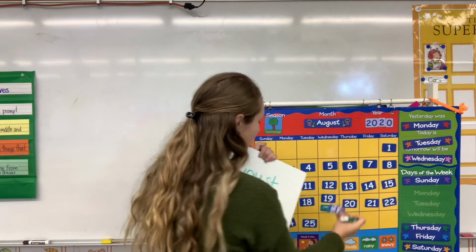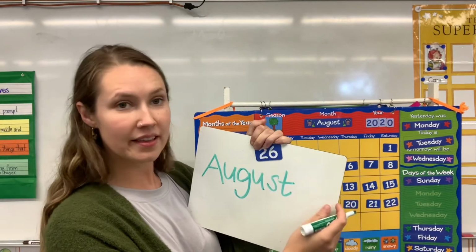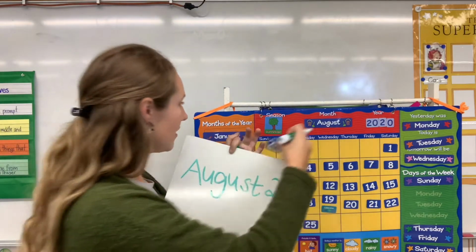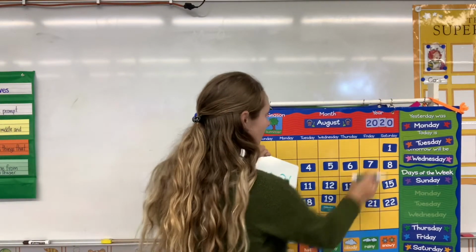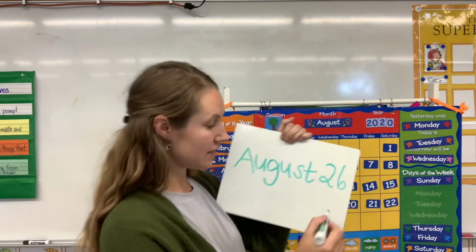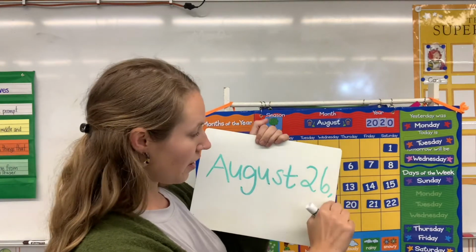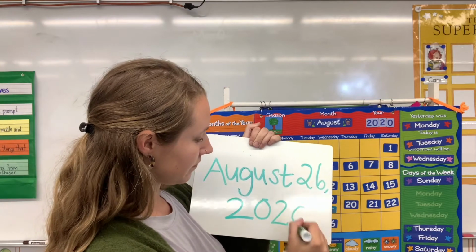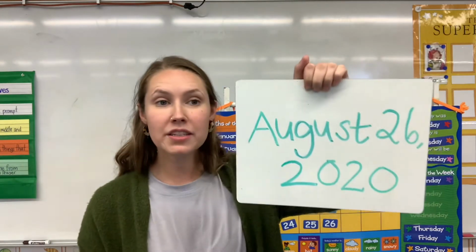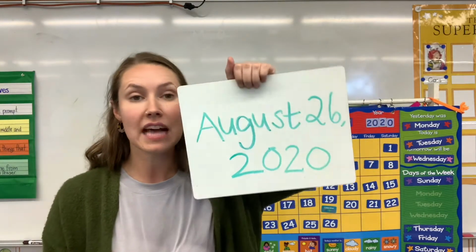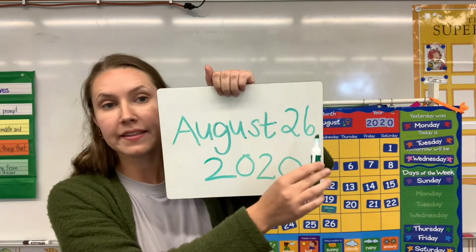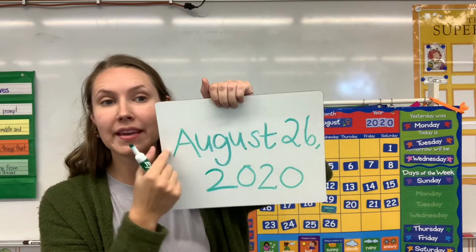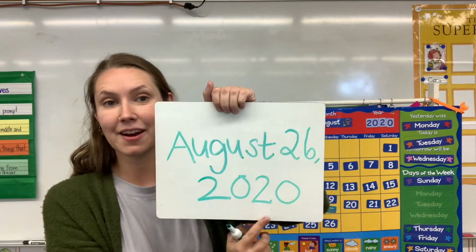We said that it was the 26th. And we said the year is 2020. And I put a comma, 2020. So if we wanted to write the date using words, this is how we would do it. August 26, 2020. We wrote out the full month name, the date, and the year.